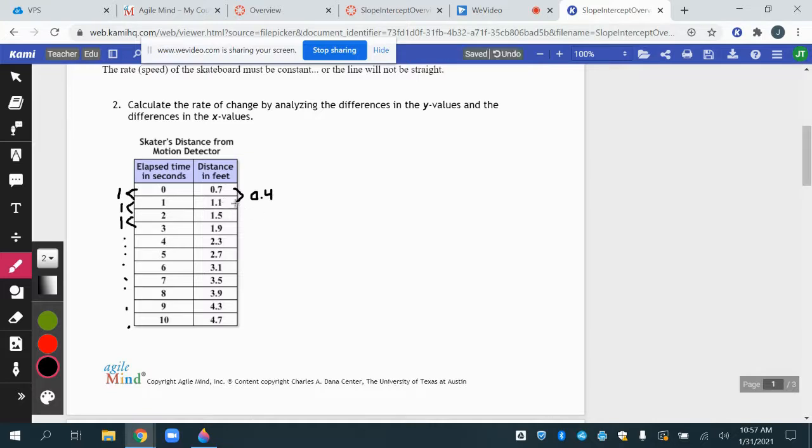And from 11 up to 15 is 4, only this is 0.4. So you'll notice that these go up by 0.4s every time.